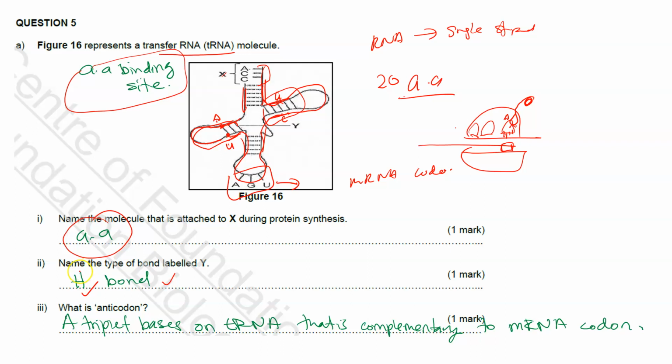Kalau tengok kat sini kan, dalam soalan ni saya bagi tips sikit. Dia cakap apa? Name the type of bond label Y. Dalam soalan dia dah mention perkataan bond. Okay. So kalau awak just tulis hydrogen pun dah cukup. Ataupun kalau awak tulis H, tengok kadar kesimpatian pemeriksa tu. Dia boleh bagi betul juga.